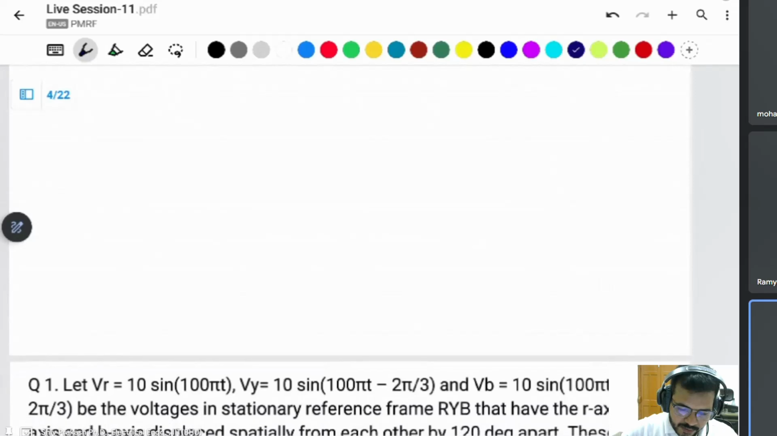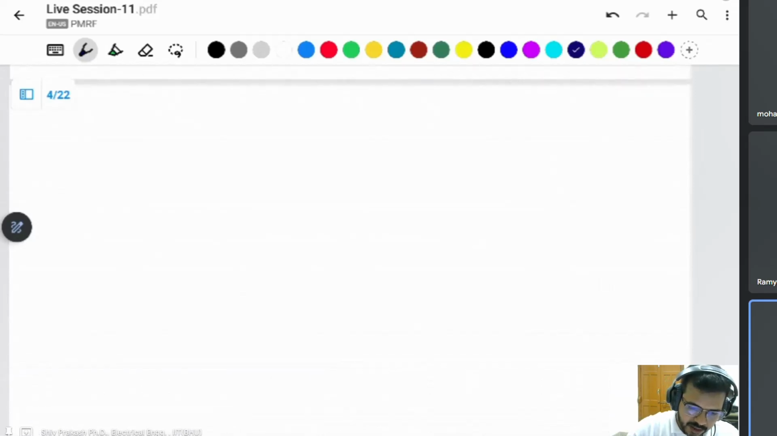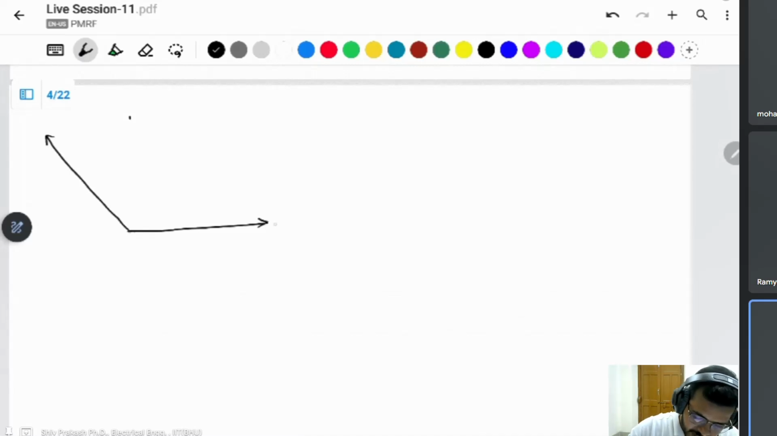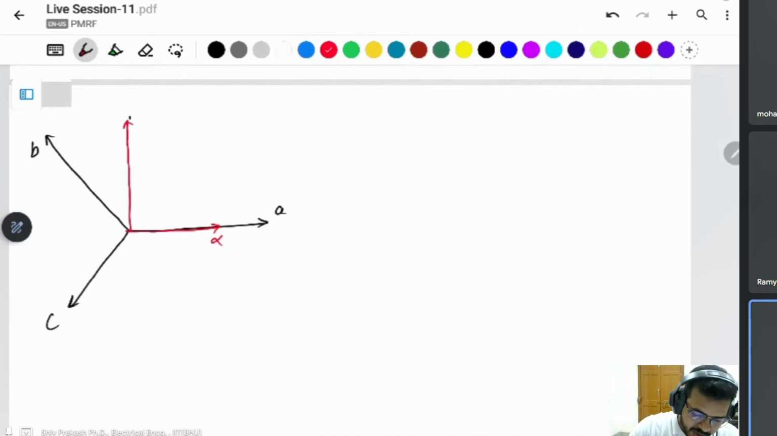You can simply convert a three-phase system to alpha beta. I use a three-phase system like A, B, C, displaced by 120 degrees. Then I have the alpha beta system, alpha and beta, displaced by 90 degrees to each other.